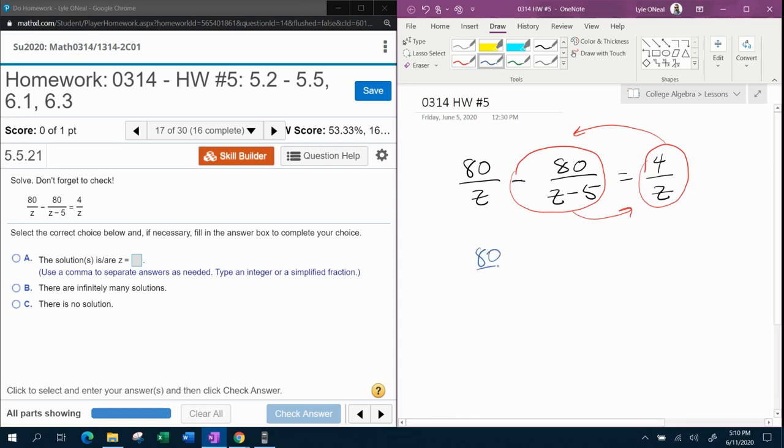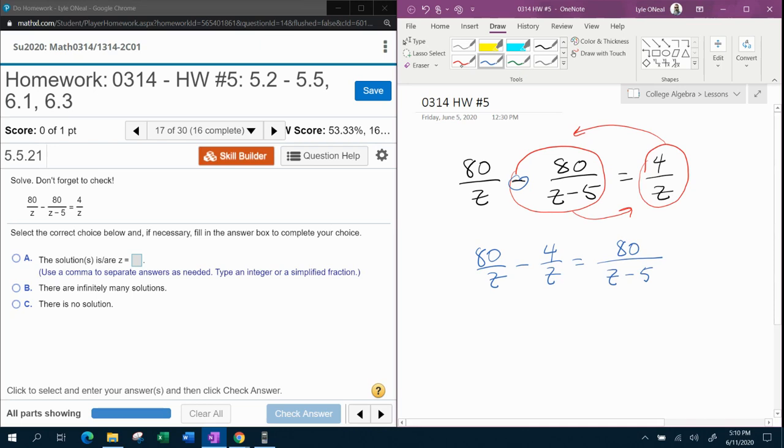So I've got 80 over z. That 4 over z is positive, so now it's negative 4 over z. And this 80 over z minus 5 is negative. When it comes over, it'll become positive. 80 over z minus 5.